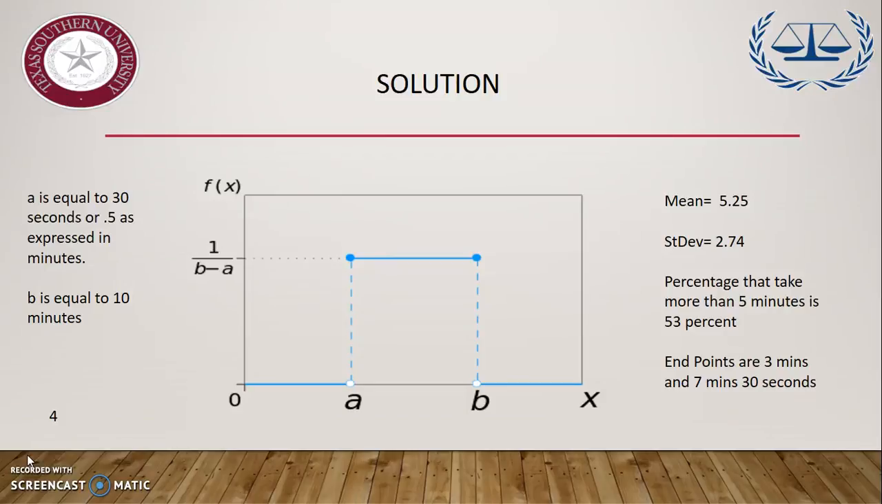So moving on to the percentage that takes more than 5 minutes. How I found that was I simply took the height, 1 over B minus A, so 1 over 9.5, and multiplied that by 5 minutes. I just referred to the book to figure out how to come up with that formula. And that answer was 52.6, rounded up to 53%. So 53% of the calls take more than 5 minutes to resolve.